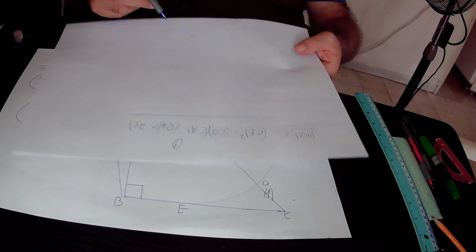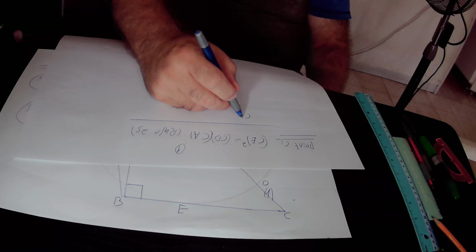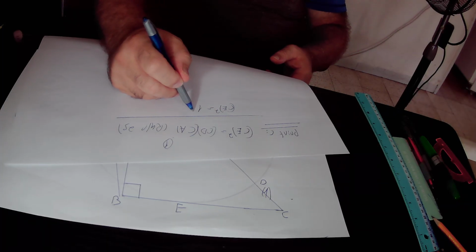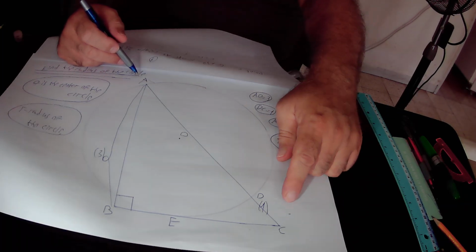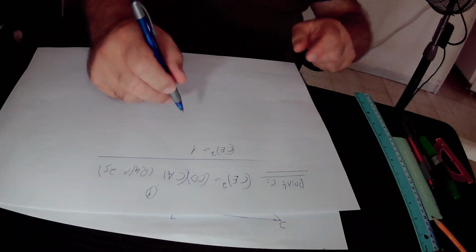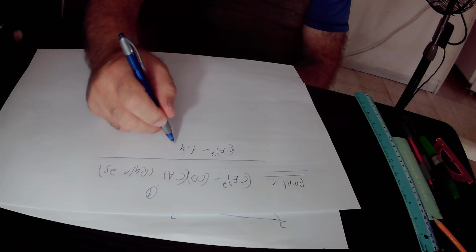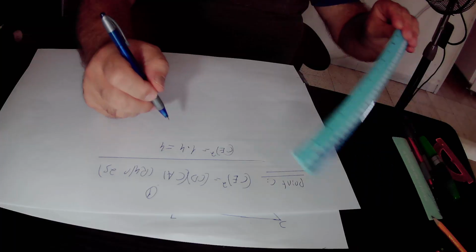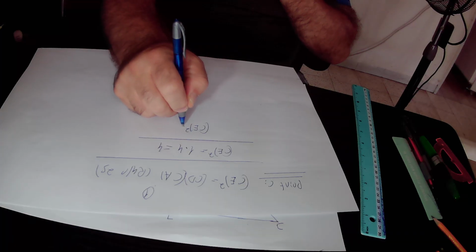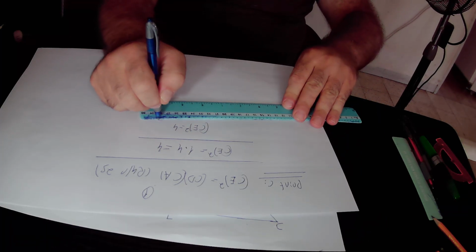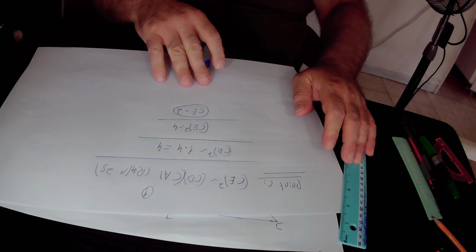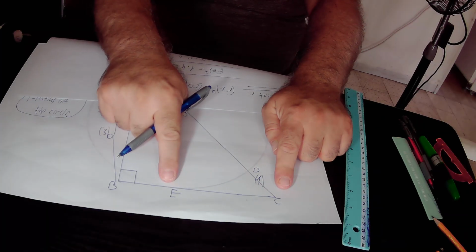CE is the missing side, so we leave it as it is, so CE square equals CD. CD equals 1 unit in its length, according to what is given in the question, times CA. CA in total equals 1 plus 3, that is 4. So CE square equals 1 times 4, that is 4. Here we take a root out of this equation and finally get that CE equals the square root of 4, that is 2. So the length of tangent CE is 2 units.